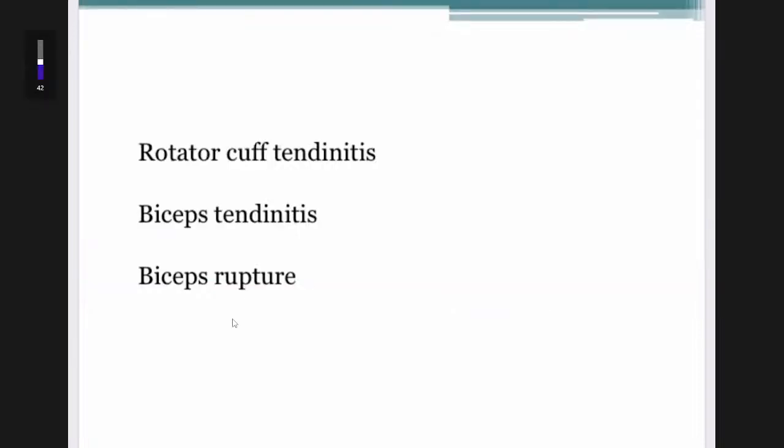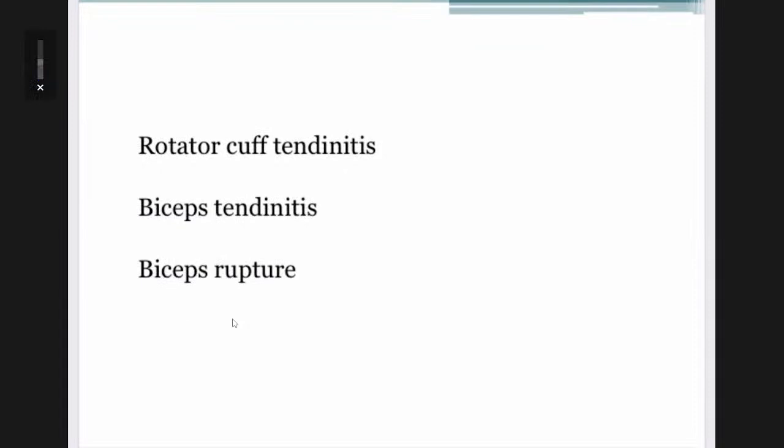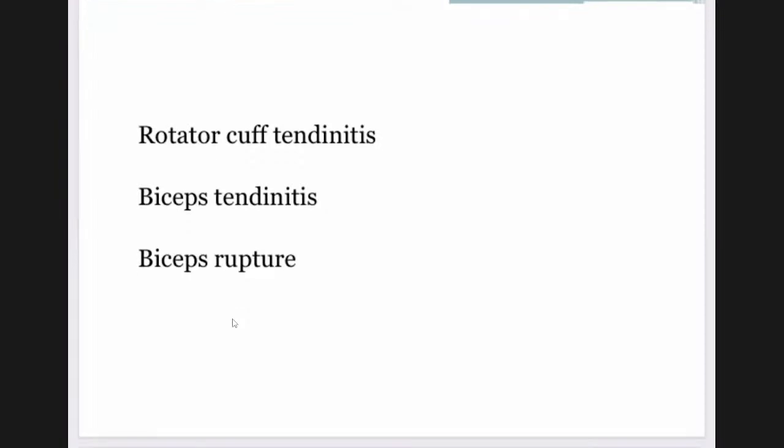Yes, sir. Okay. So today we're going to be discussing rotator cuff tendinitis. Then we're going to be studying about rotator cuff disorders. We're going to be talking a little bit about biceps tendinitis and biceps rupture.